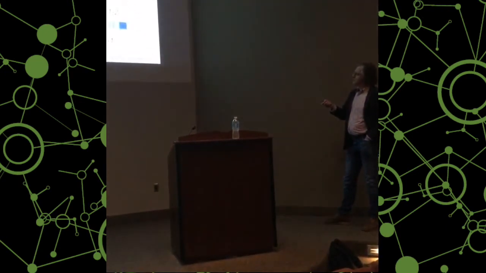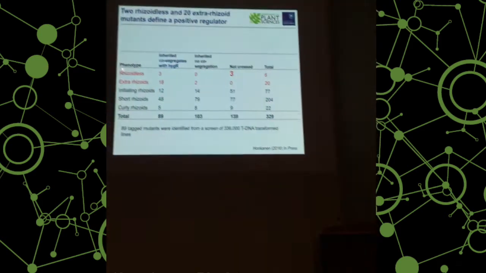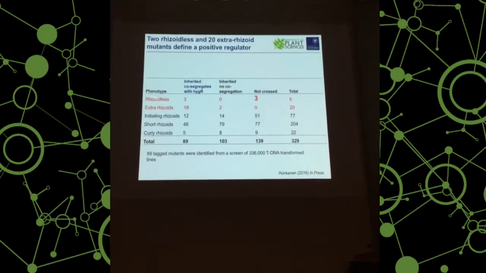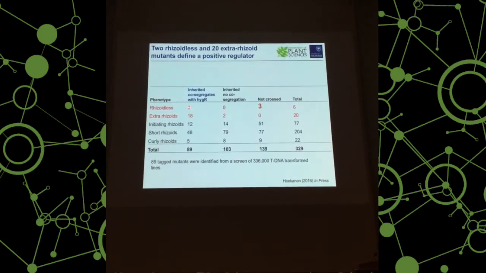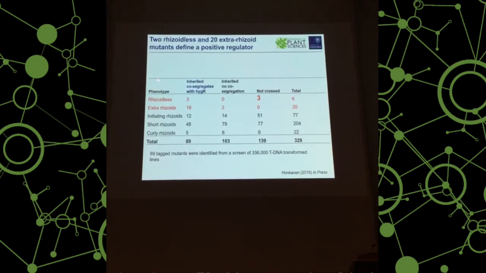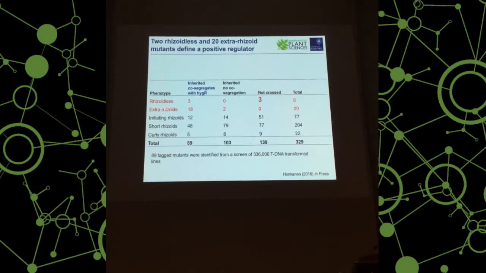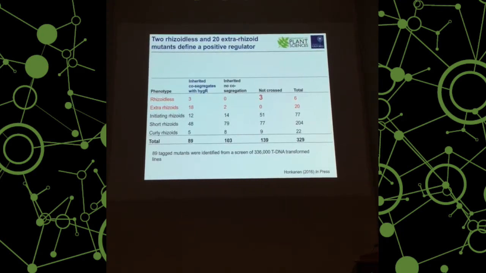Here's the sort of information that we've got. Down here, we've got the various classes of mutations that we found. We've got very few rhizoidless mutants: out of over 300 mutants, we only found 6. Three of these we were able to cross and show that the phenotype co-segregated with the hygromycin resistance gene on the T-DNA, so they were likely tagged. Three we didn't cross, but a total of 6. We found some mutants that had extra rhizoids, and lots of mutants with defective rhizoid shapes: short rhizoids, branched rhizoids, bumpy rhizoids. For most of the talk today, I'm going to focus on these top two.